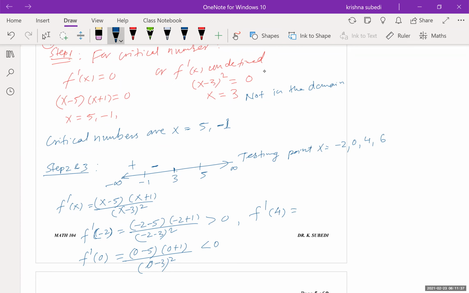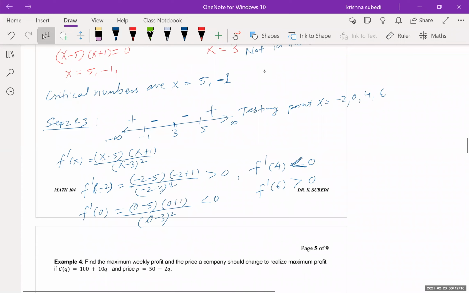When I plug in 4 there, you can do this in your head. You don't have to write all of these things. If I plug in 4 there, 4 minus 5 is negative, and 4 plus 1 is positive. So negative times positive will be negative. So this is negative again. Now f prime of 6. If I plug in 6 there, 6 minus 5 is positive, 6 plus 1 is positive, so positive times positive is positive. So this guy is positive.